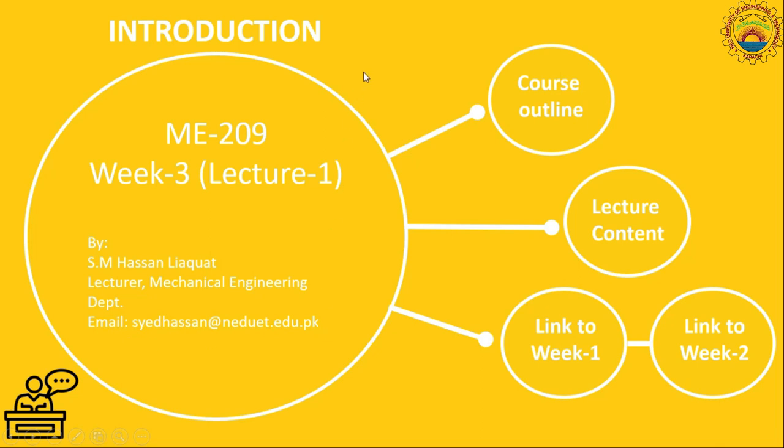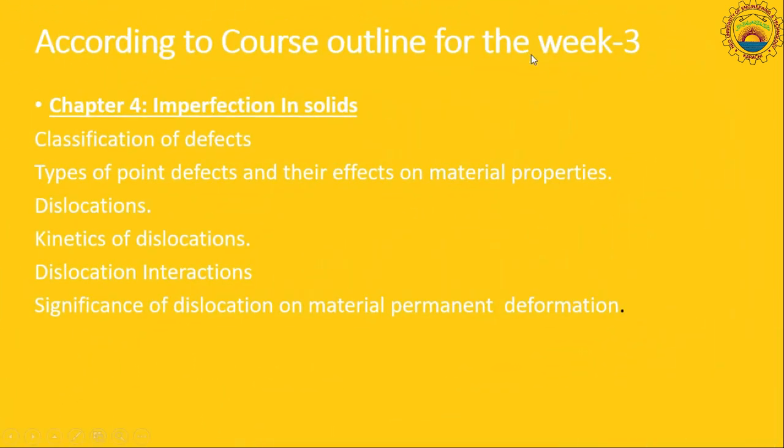So before starting our main topic, we'll just go through the course outline for this week. As per your course plan, this week we shall cover chapter number 4 of your book, and that is Imperfection in Solids. The major topics of this chapter include the classification of defects, types of point defects and their effects on material properties, dislocations, which is another type of defect, kinetics of dislocation, dislocation interaction, and significance of dislocation in material permanent deformation. So these are the main topics for this chapter.